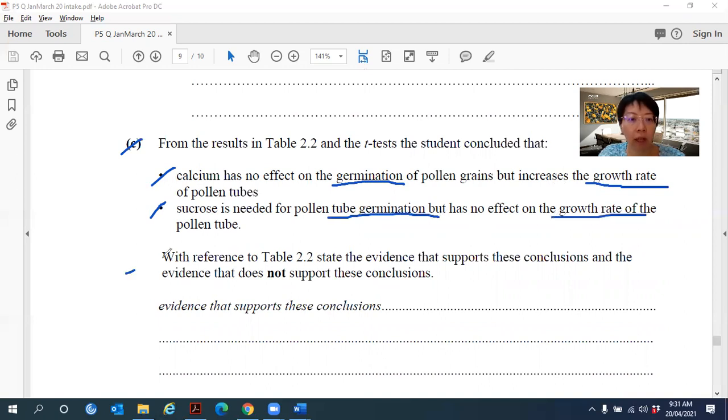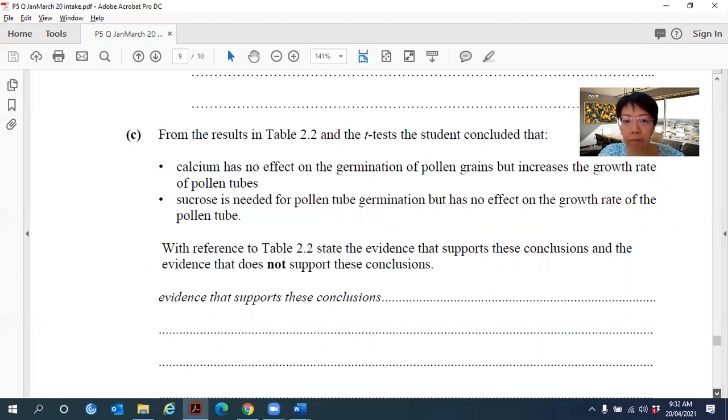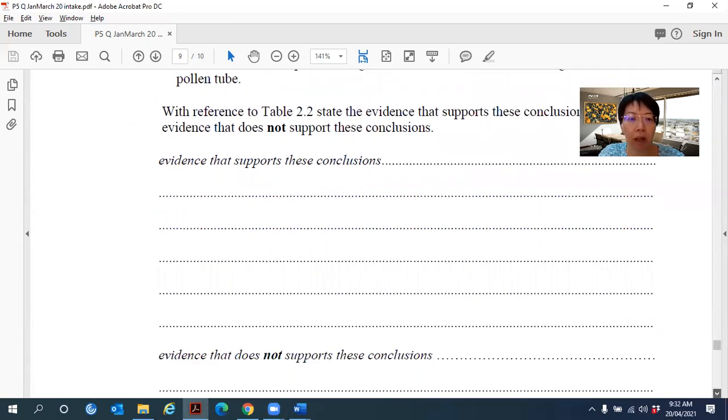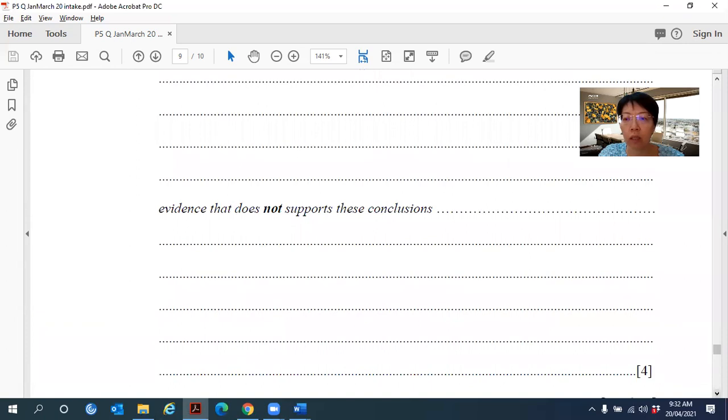Okay. So they ask you to use a reference to table 2.2, state the evidence that supports this conclusion and the evidence that does not support these conclusions. So total marks, so they state very clearly here, evidence that supports and evidence that does not support, total 4 marks.